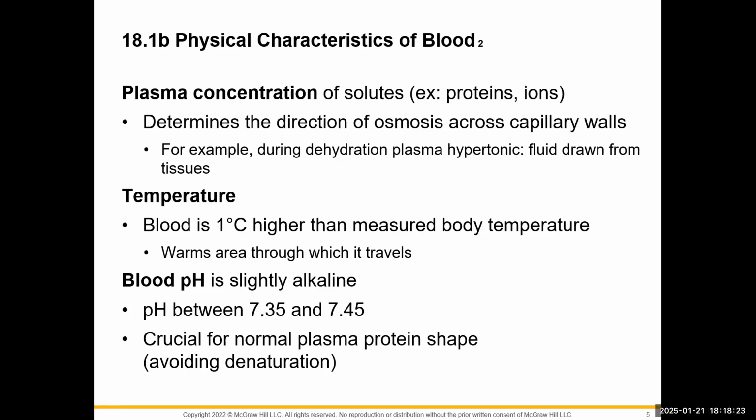So the plasma concentration of these solutes is going to help determine in which direction water is going to move, whether it's going to move into the capillaries or whether it's going to move into the tissues from the capillaries. So the example listed here talks about dehydration. So when you're an individual that's dehydrated, right, and we learned about the different tonicities of solutions, again, back in chapter 4, hypertonic solutions, hypotonic solutions, and isotonic solutions. If you don't recall those, watch my video on chapter 4, right?